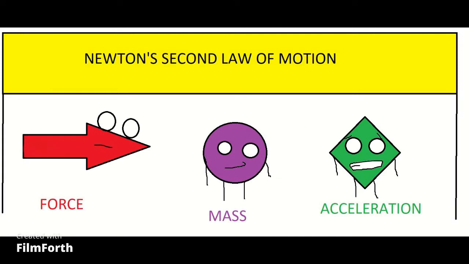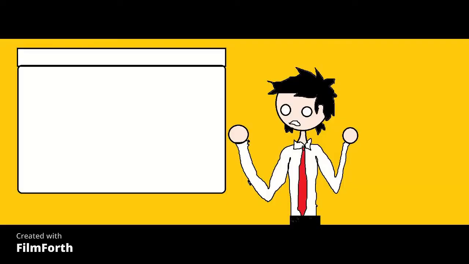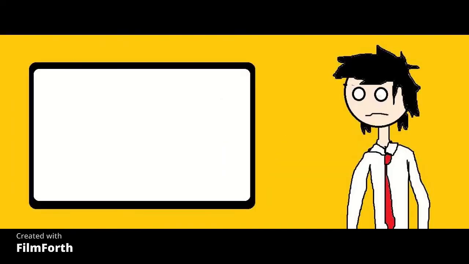Putting these three terms together in an equation is nothing but Newton's second law of motion. This law connects these three terms in a mathematical form. The equation is net force equals mass times acceleration. The heavier the mass, the more force needs to be applied. The more force applied, the more accelerated the body becomes.